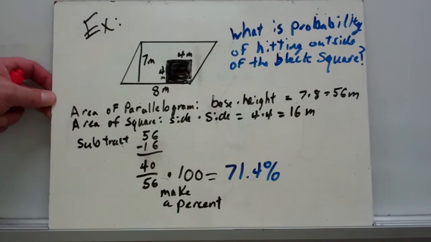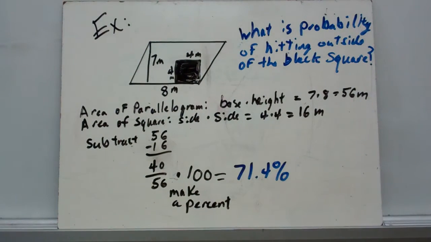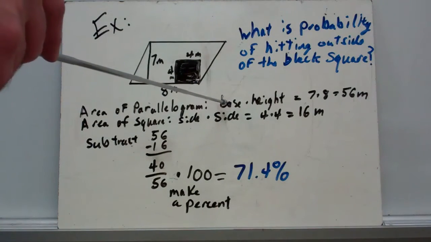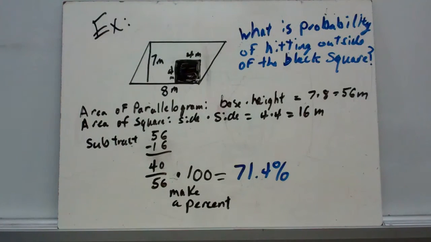Okay, as another example, say we have this parallelogram with a smaller square on the inside. What is the probability of hitting outside of the black square? Well, we have a height for the parallelogram of 7 and a base of 8. So to find the area of the parallelogram, we're going to multiply the base times the height, which is 7 times 8, which is 56.